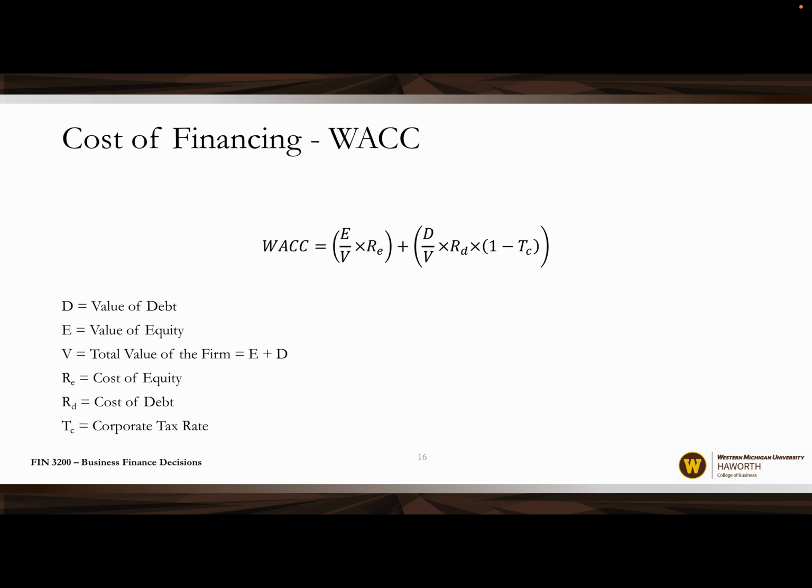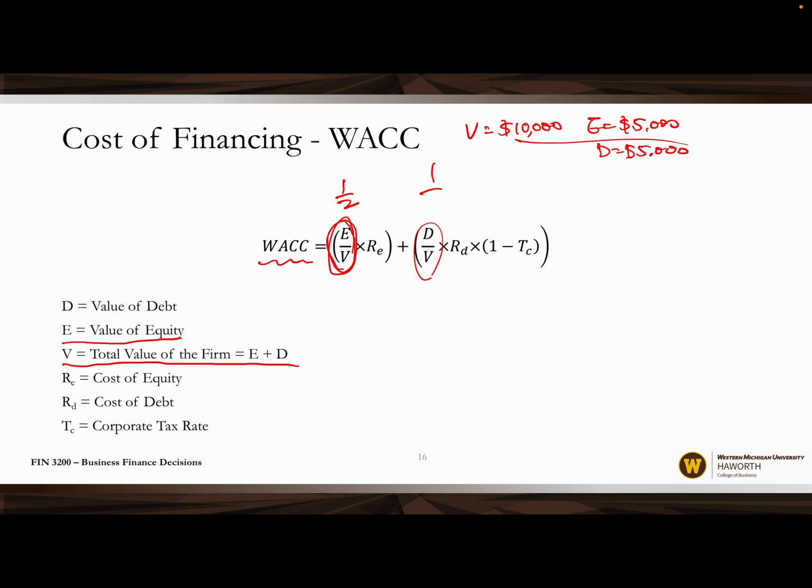Real easy, right? Weighted average cost of capital is the value of equity divided by the total value of the firm. That's basically how much of the firm is financed using equity. So if the total value is $10,000 and the firm uses $5,000 in equity and $5,000 in debt, it's simple, right? Half is using equity and half is using debt.